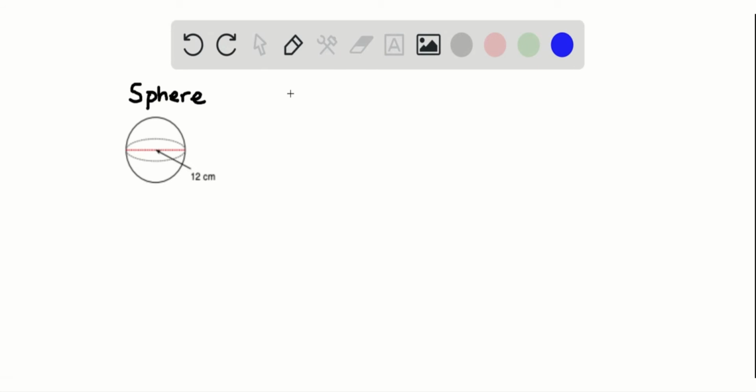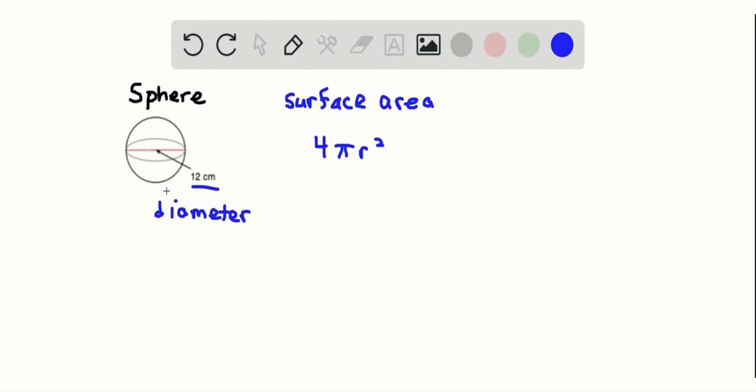It's 12 centimeters wide. Okay, so we know that the surface area is what we're looking for first. The surface area formula is 4 pi r squared, right? Now, this 12 is going to be the diameter. What is the relationship between the radius and the diameter? If the diameter is 12, how much is the radius? Right, the radius is going to equal half of the diameter, right? Which means it would equal 6.